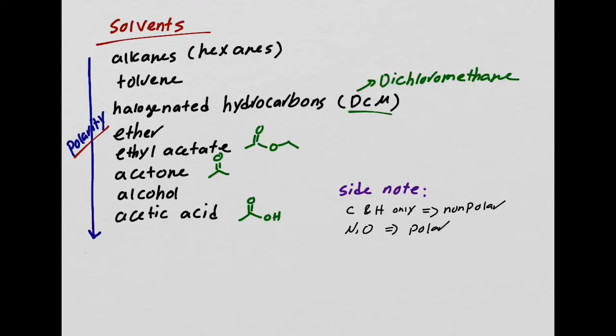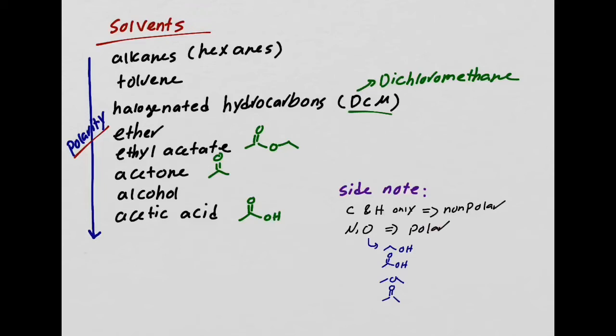Now, if you have oxygen, you still have a few options. You can be an alcohol. You can be a carboxylic acid. You can be an ether. You can be a ketone, right? So usually when you have oxygen or nitrogen, you consider it polar.